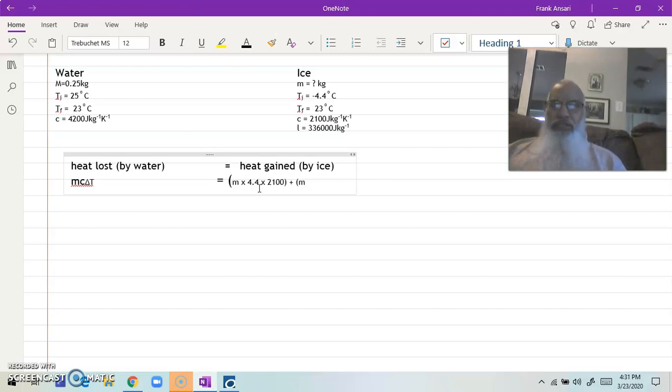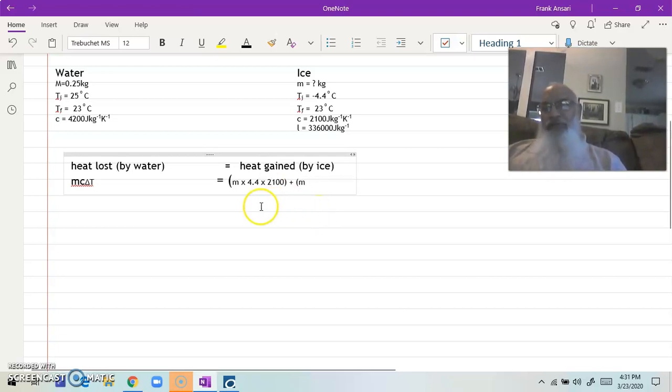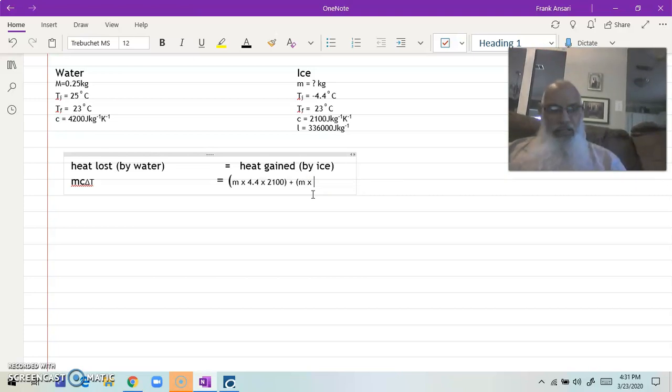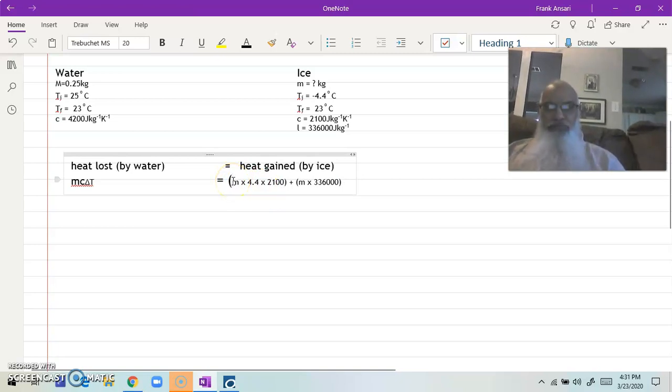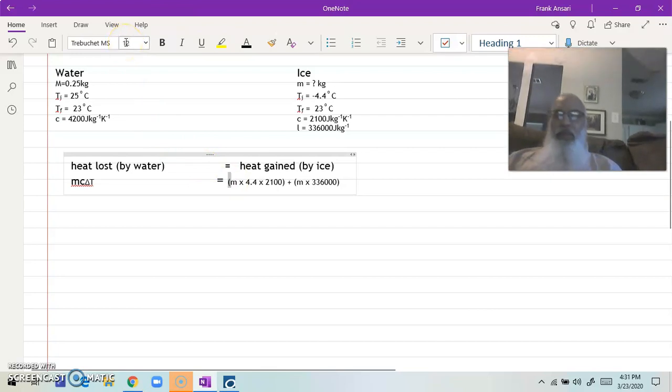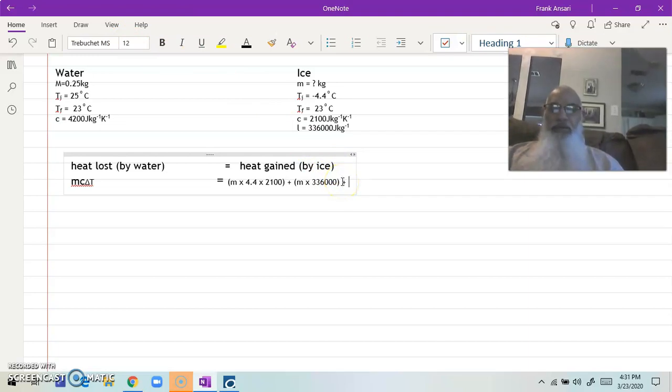Now at 0 degrees Celsius, if you heat ice, it does not gain temperature. Instead, it melts. And when it melts, we have a different formula. We say M times L, and L in this case is 336,000. That would be the energy required for the ice to melt. And then after that, we're not done yet.